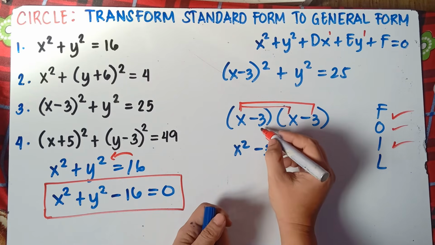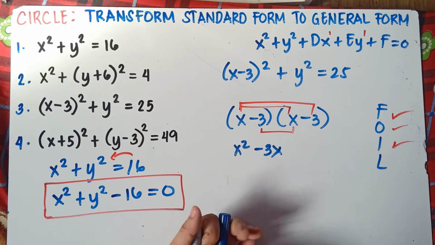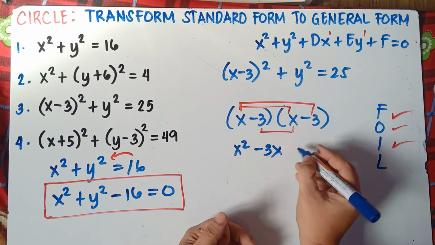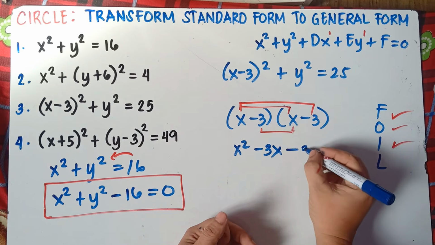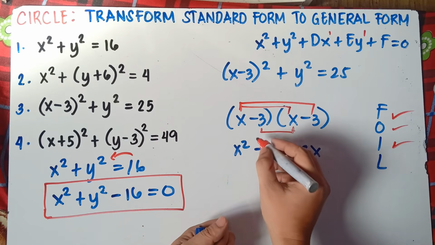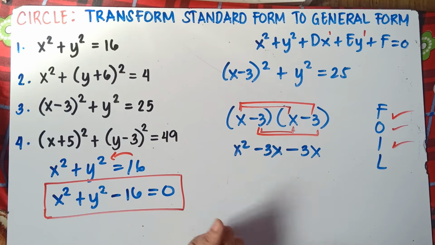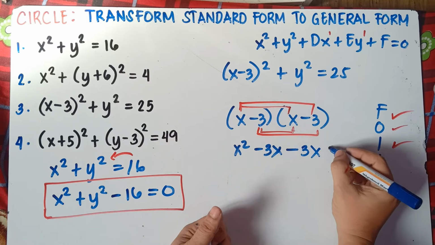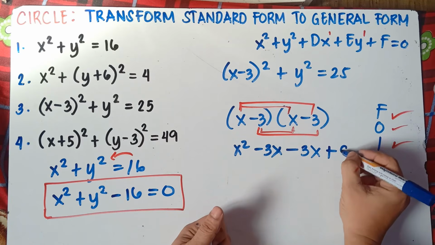Inner, so negative 3 times x, negative times positive, that's negative 3 times x, that's negative 3x. Then last, negative 3 times negative 3. Negative times negative is positive. 3 times 3 is 9.